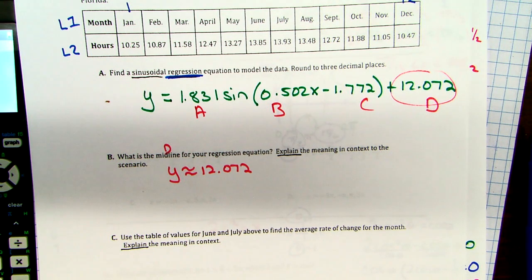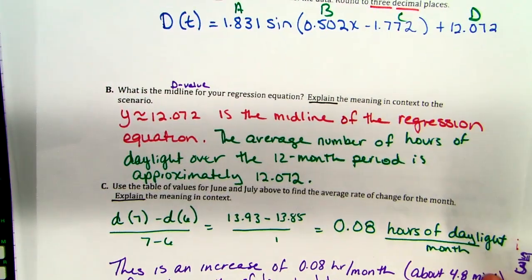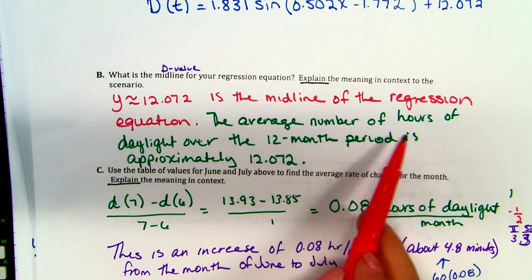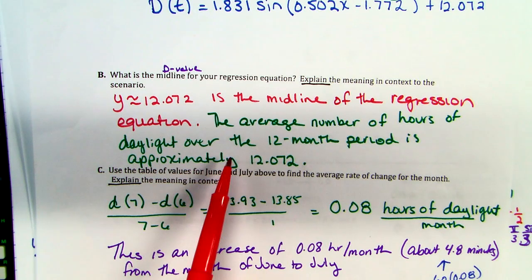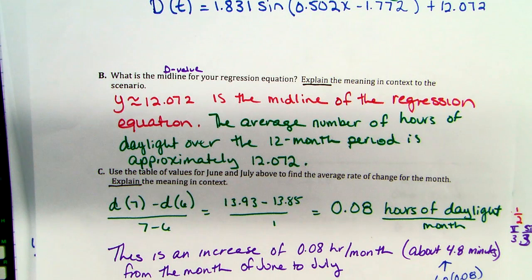So think about what the middle is. It's your average, okay? So I'm not going to write it again. Let's put my key up here. So the midline is the average number of hours of daylight over the 12-month period. So it's approximately, the average out of all of those months is about 12.072. So in your own words, you would want to explain what that midline means.